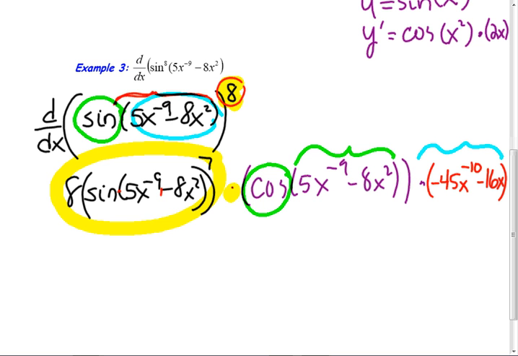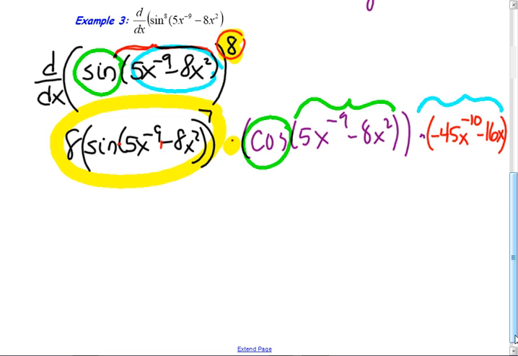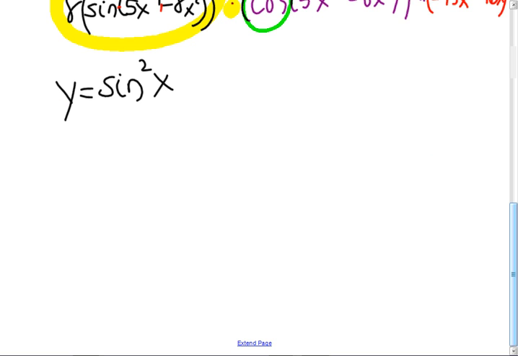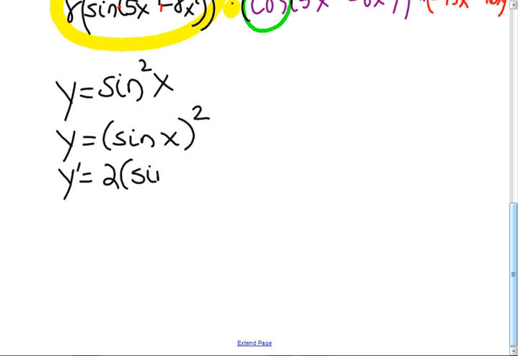Let's do a simpler problem. Let's make it really simple. Y equals, let's do sine squared of x, because I can do that 2 different ways. It's really y equals the sine of x, squared. So I do the outside function, which is a squaring function. So y prime is equal to 2 times whatever's in there, sine of x, to the first power. And then I have to multiply by the derivative of the inside function, which is cosine.